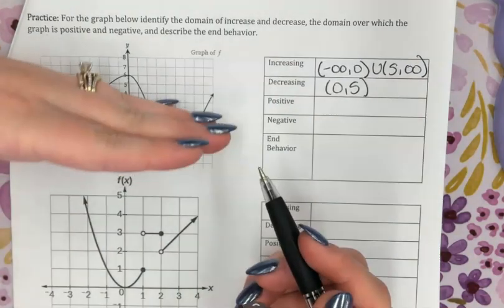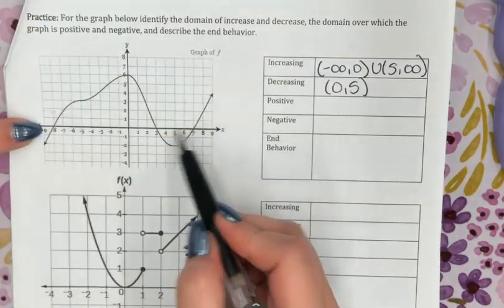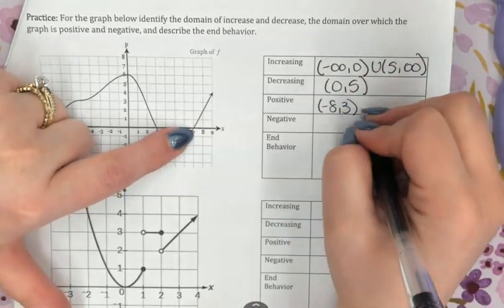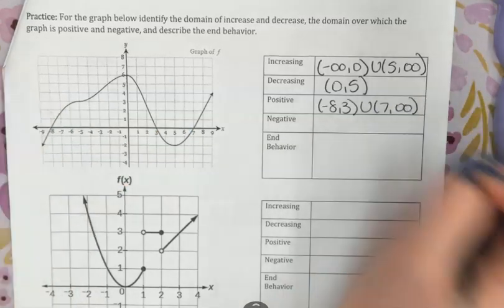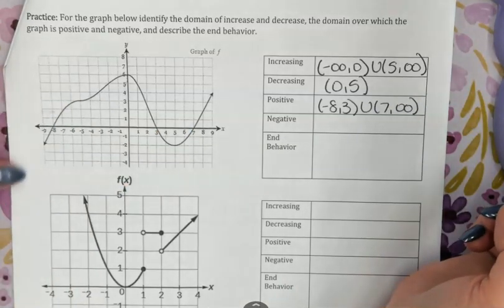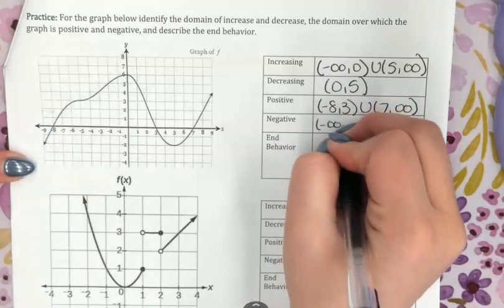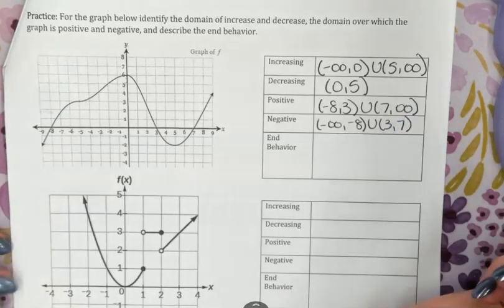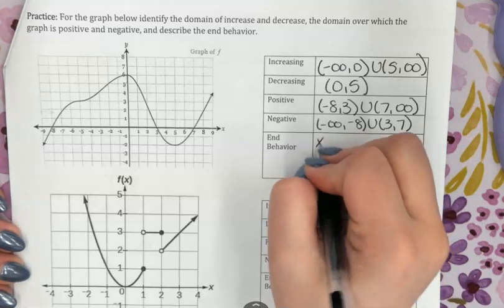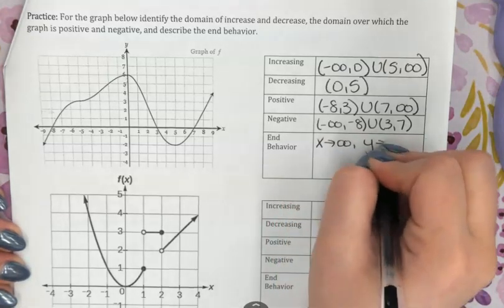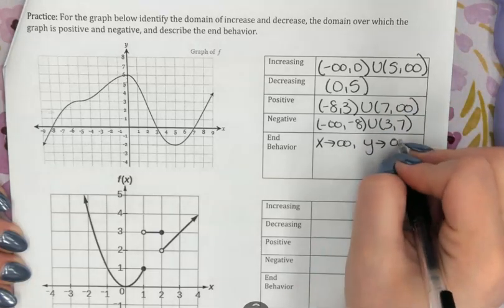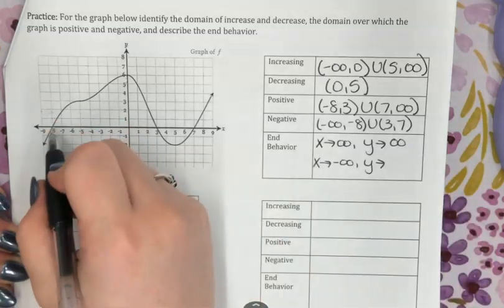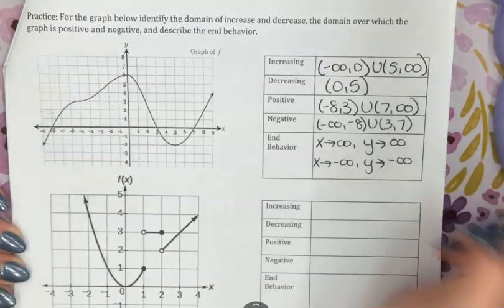My graph is positive everywhere here, so that's from -8 until 3. And then again from 7 to positive infinity. And then I'm negative here from negative infinity to -8. And then again from 3 to 7. Now, end behavior. As x is going off to positive infinity, my y is also going to positive infinity. And as x is going to negative infinity, my y is going to negative infinity as well.